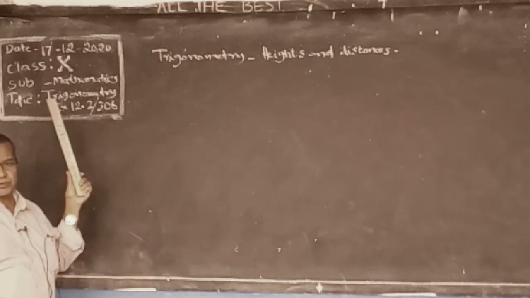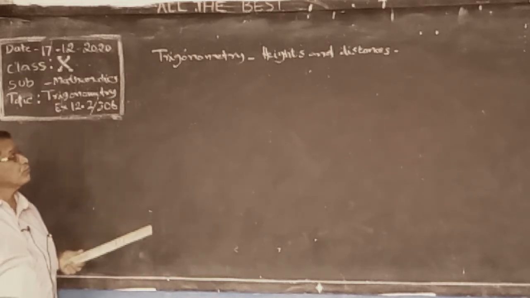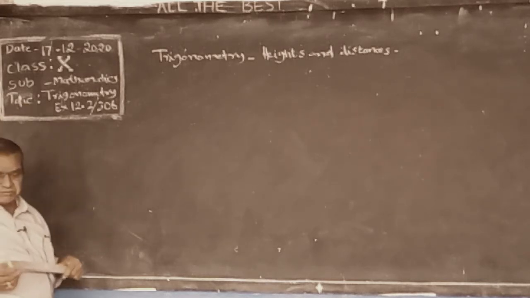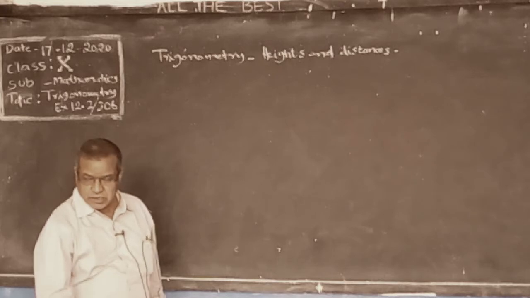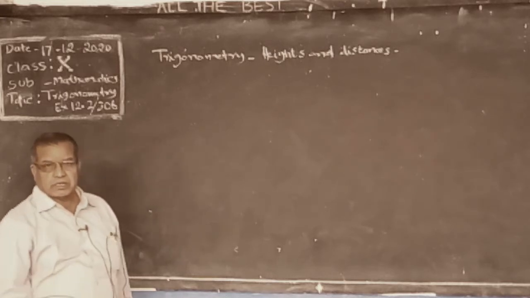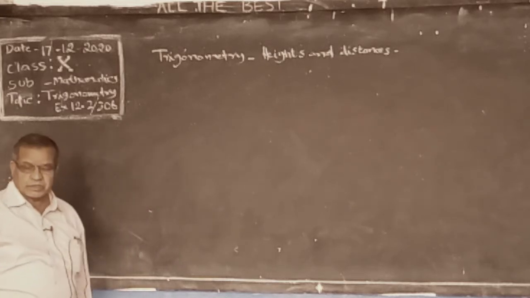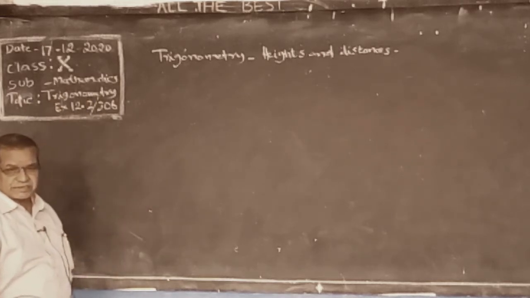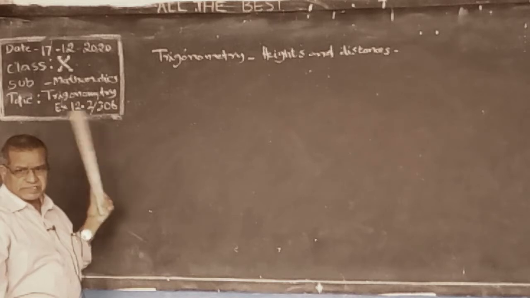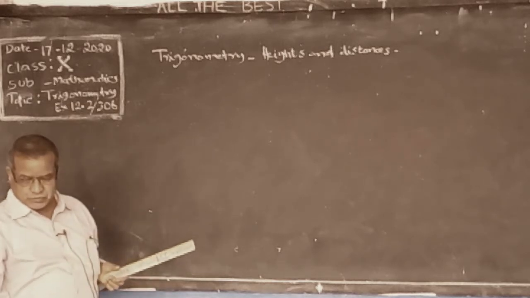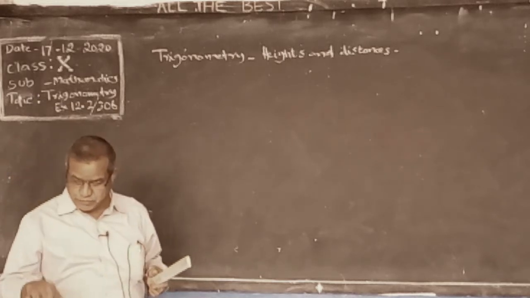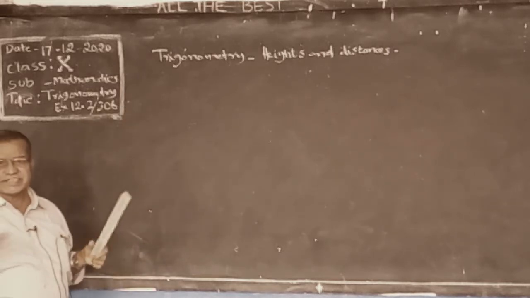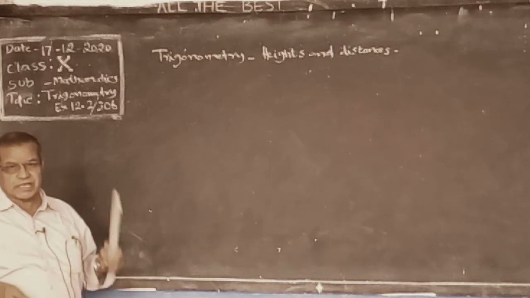Open textbook, notebook, and take pen. We are doing trigonometry. Yesterday I started the 12.2 second exercise on page 306, but due to a technical problem, it was deleted. Once again I am explaining.